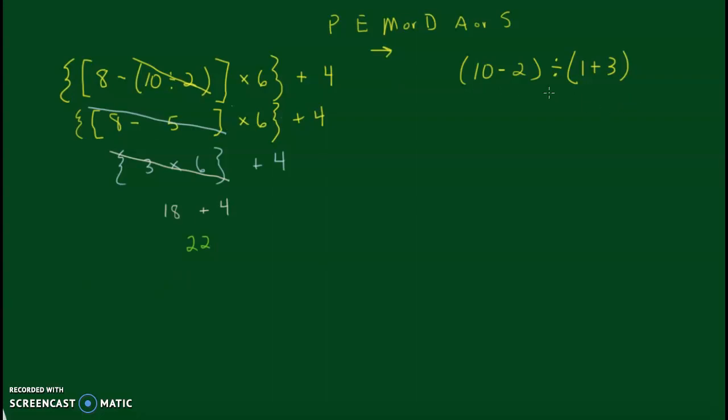Okay, moving on to the second problem. So I have 2 sets of parentheses on this one. And since I have 2 sets of parentheses, I'm going to do those both at the same time. I'm going to do them in the same step. So I have 10 subtract 2. 10 subtract 2 is 8. Done with that one. And I'm also going to do 1 plus 3, which is 4. I'm done with that. So then all I have to do is bring down my division symbol. And 8 divided by 4 is 2.